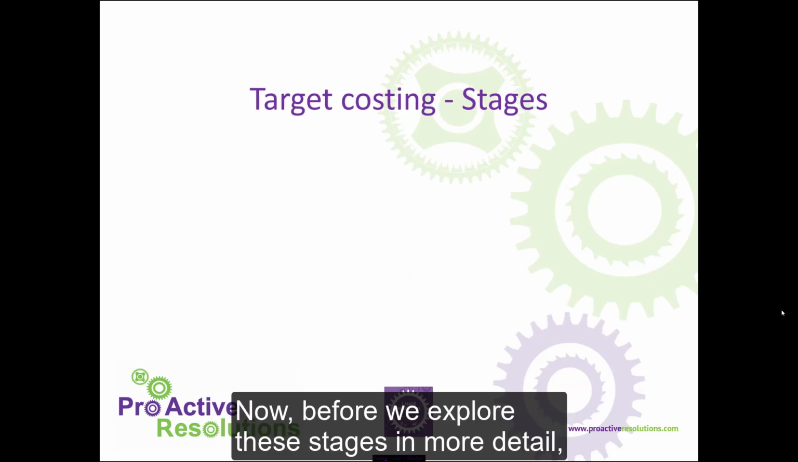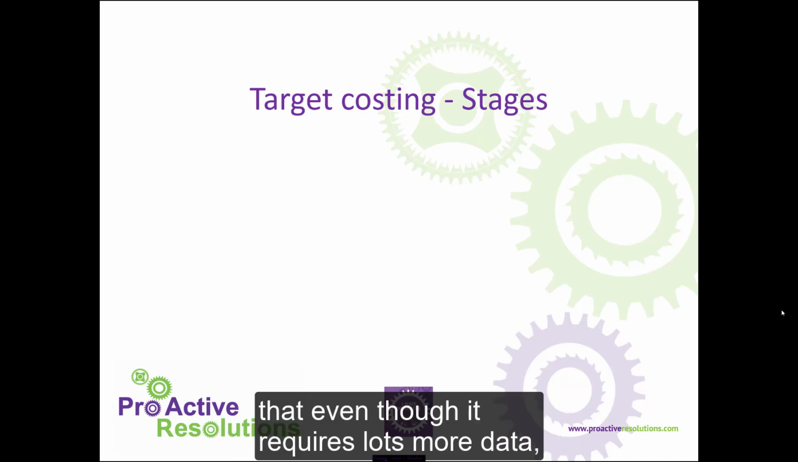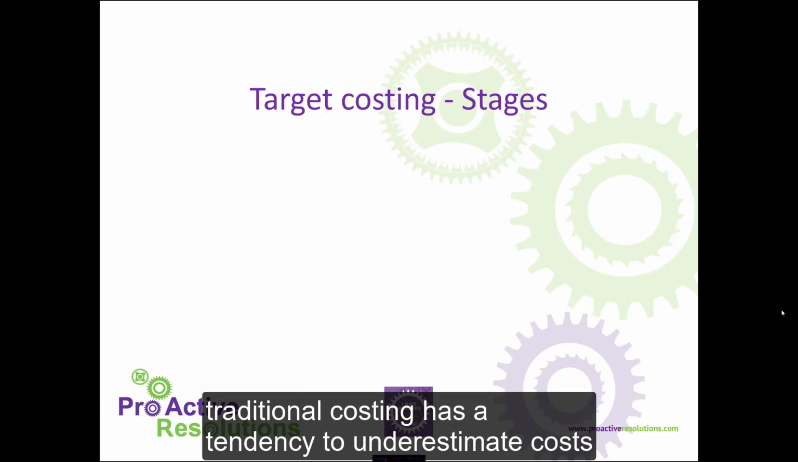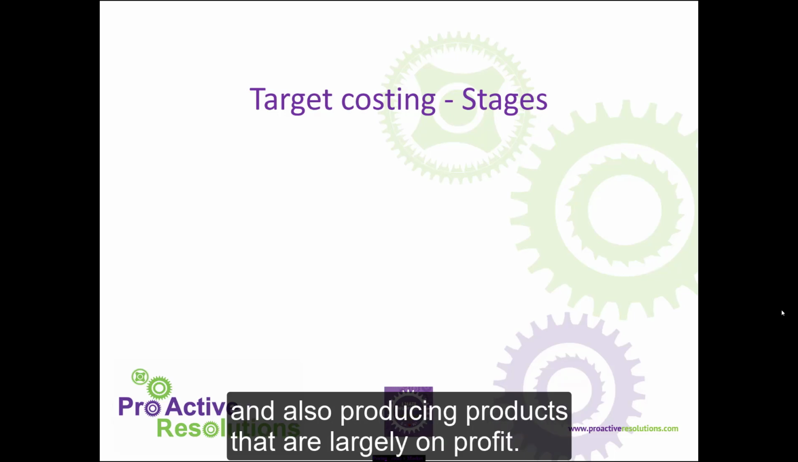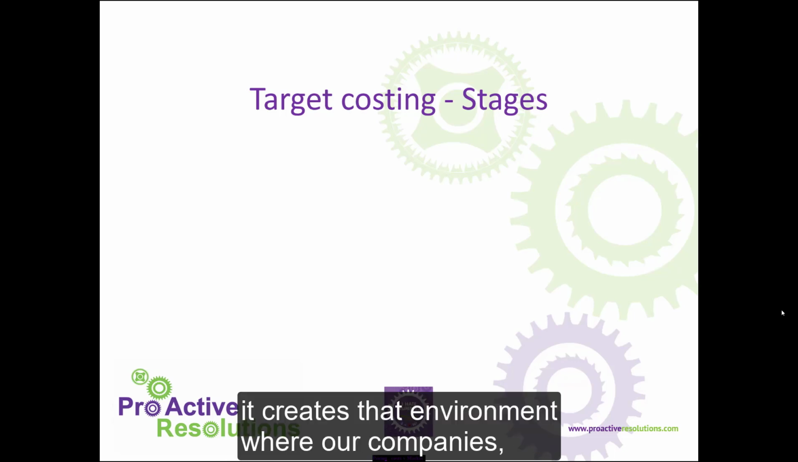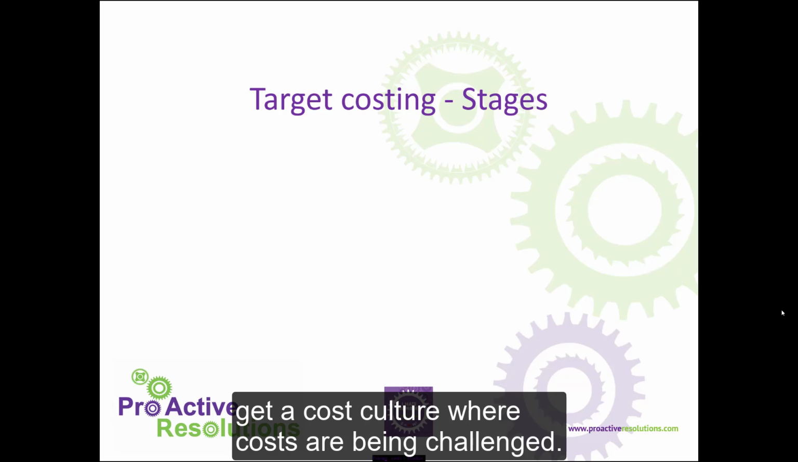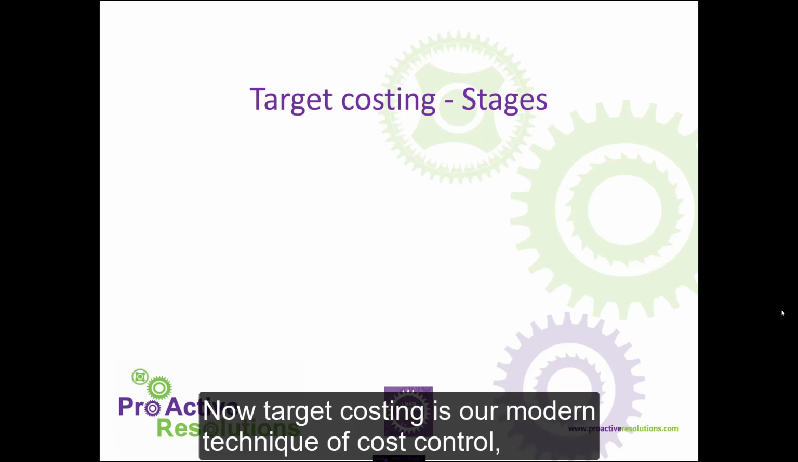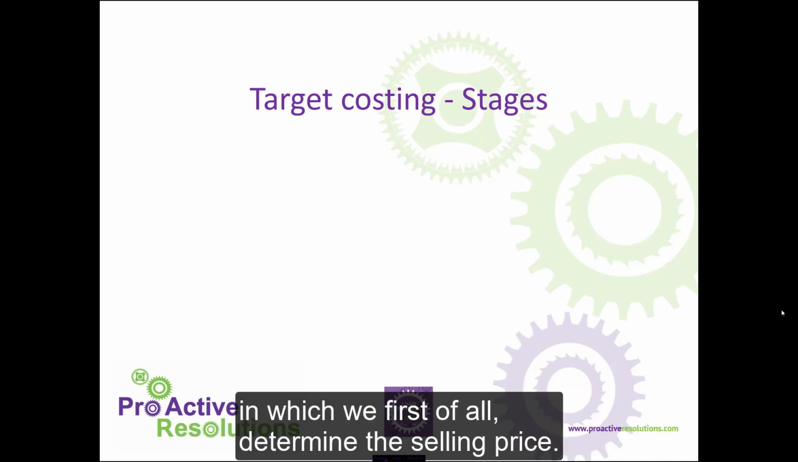Now, before we explore these stages in more detail, it's worthwhile summarising that even though it requires lots more data, traditional costing has a tendency to underestimate costs and overestimate the profits, leading to wasteful spending and also producing products that are largely unprofitable. It's also criticised for its inefficiencies, and as we said earlier on, it creates that environment where our companies, our managers, our workers do not necessarily get a cost culture where costs are being challenged. Now, target costing is a modern technique of cost control, and it's a reverse costing technique in which we first of all determine the selling price.